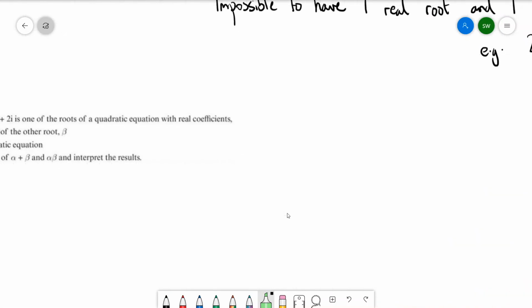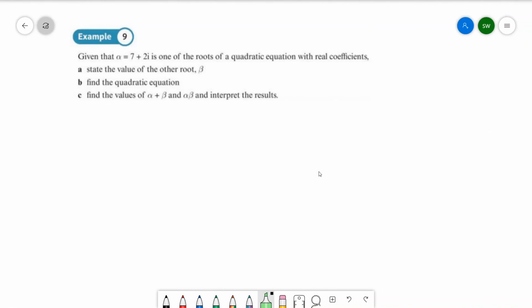So let's have a look at example 9. In example 9, we've got a quadratic equation, and we're told that 7 plus 2i, which they called alpha, is one of the roots of the quadratic equation. In part A, it says state the value of the other root. Well, this is going to be the conjugate pair of alpha, which is 7 minus 2i, the complex conjugate.